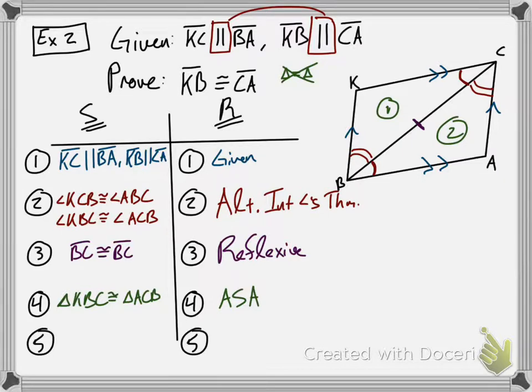And now we can say that side KB and AC are indeed congruent. So KB is congruent to CA because of our corresponding parts of congruent triangles are congruent. All right, so not much has changed in our proof process. The only change is we've added that extra phase, okay?